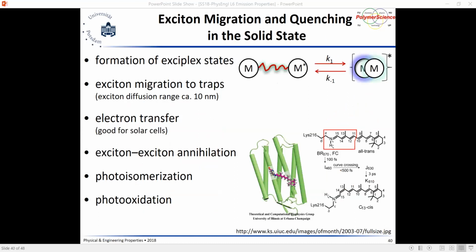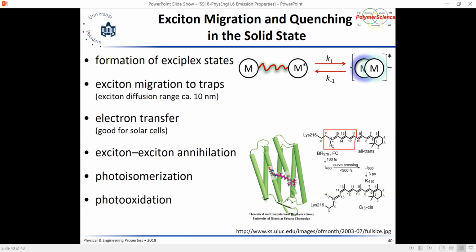So if the exciton diffuses, within the exciton diffusion length that it has, to a particular position where there's a quencher, then we can quench it. What does a quencher mean? Quencher means it's anything that reduces or quenches the species that we have. So in this case, the exciton.